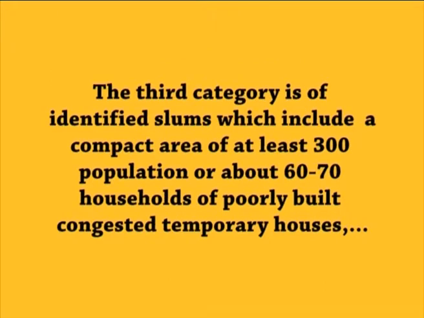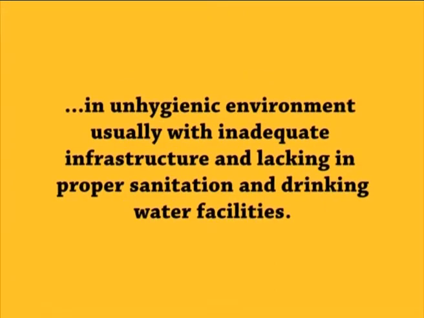The third category is of identified slums, which include a compact area of at least 300 population or about 60 to 70 households of poorly built congested temporary houses in unhygienic environment, usually with inadequate infrastructure and lacking in proper sanitation and drinking water facilities.